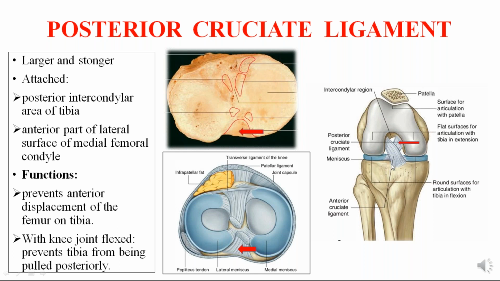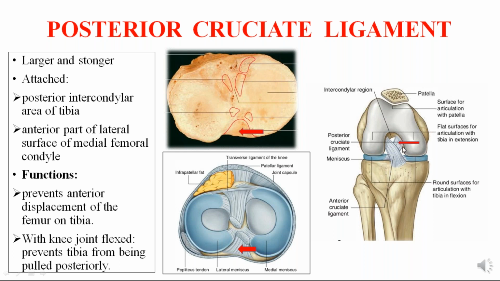Where will it insert? Because the posterior cruciate ligament also has to cross to the opposite side, it is going to go to the medial femoral condyle. And it will attach where? On the anterior or posterior part? Yes, because it began from the posterior end, it will insert to the anterior portion of the medial femoral condyle onto its lateral surface.